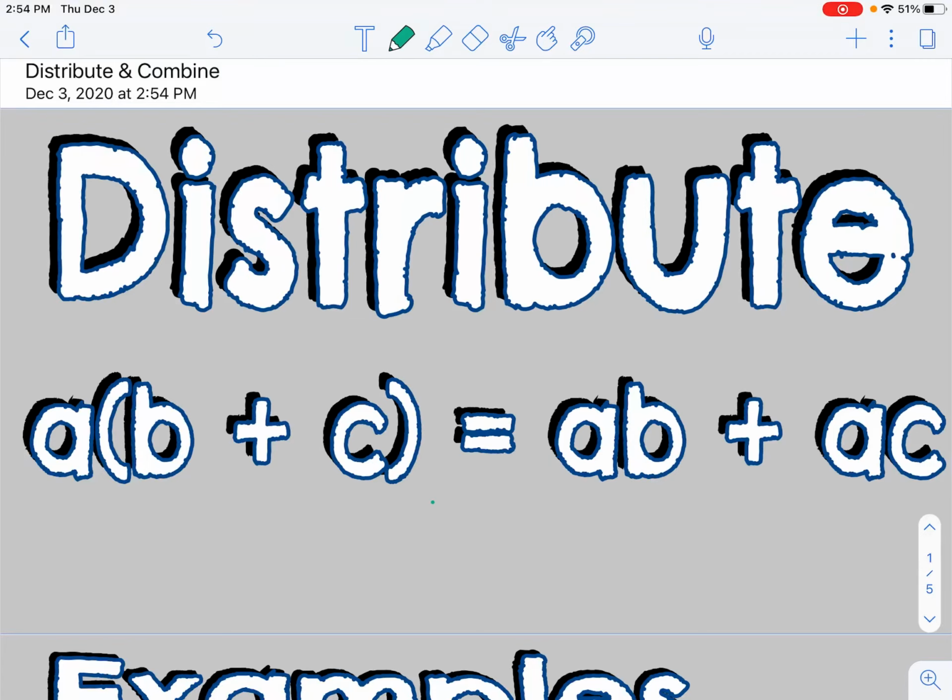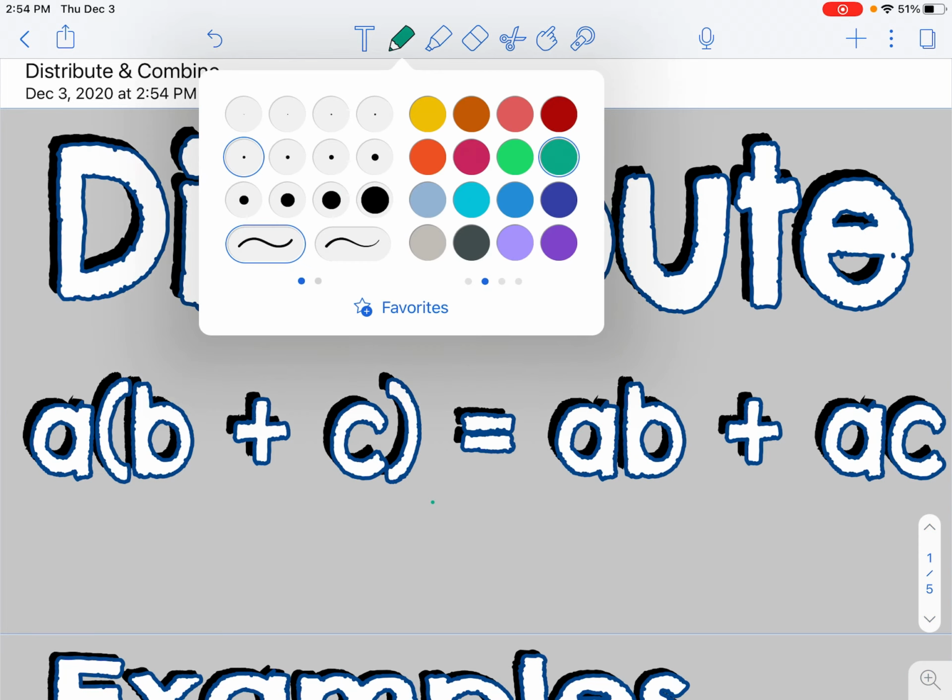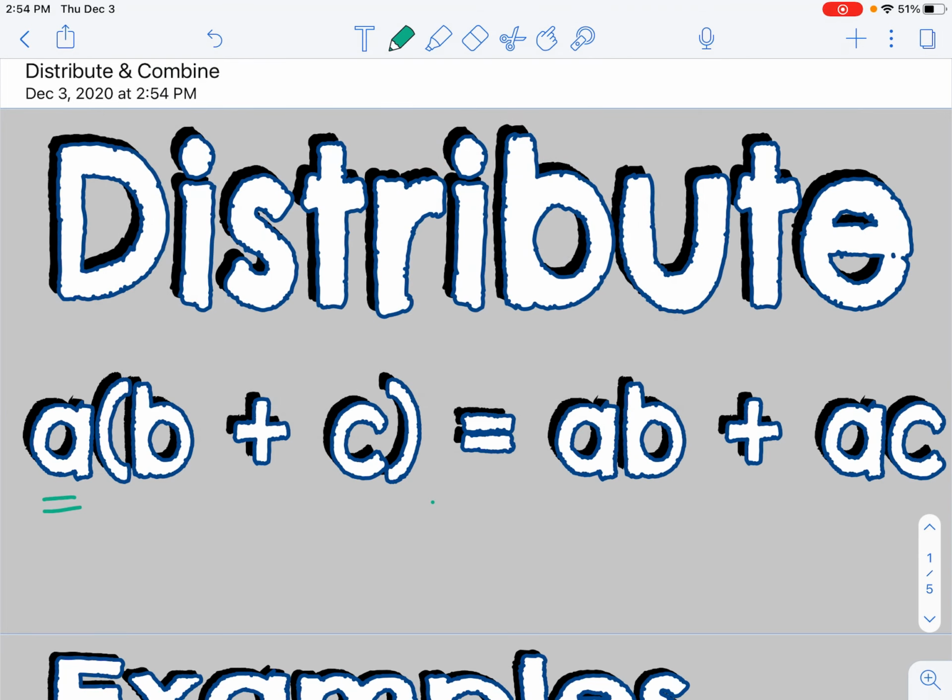In this video, we're going to look at the distributive property. So the distributive property usually has a number in front of a set of parentheses, and all you need to do is distribute that number, or multiply that number, to everything inside of the parentheses. So A times B is AB. Usually we write letters beside each other to represent them being multiplied. A times C will be AC.